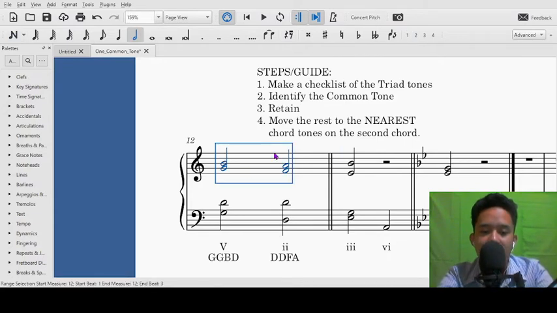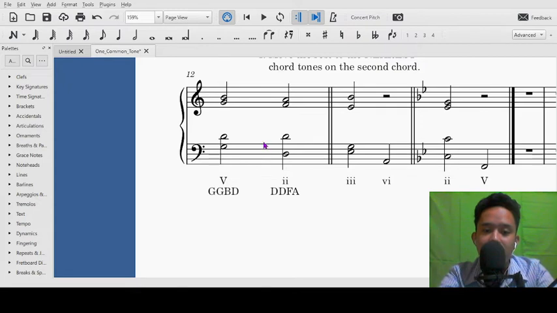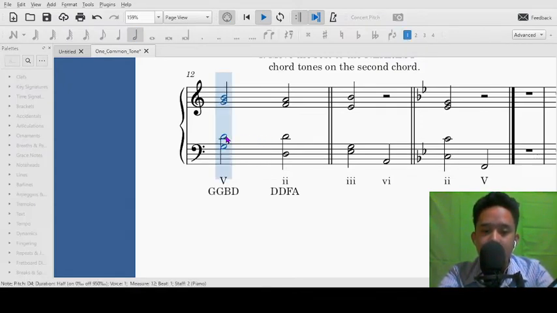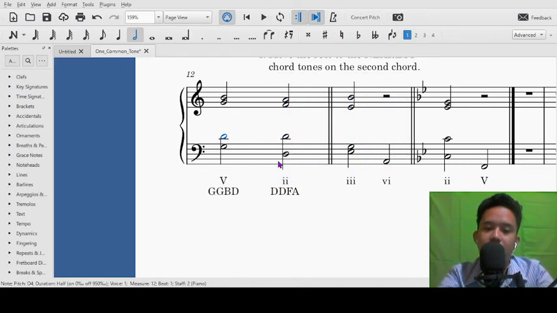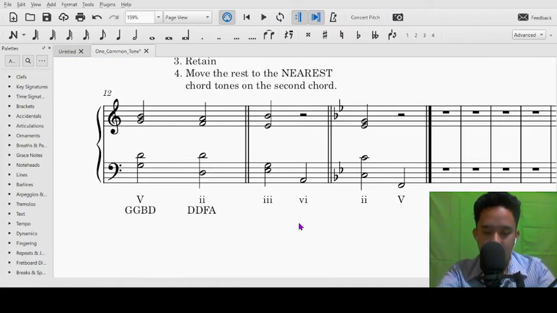That's it. That's how you harmonize triads with one common tone. So let's take a listen. Like that. So let's proceed to our next example.